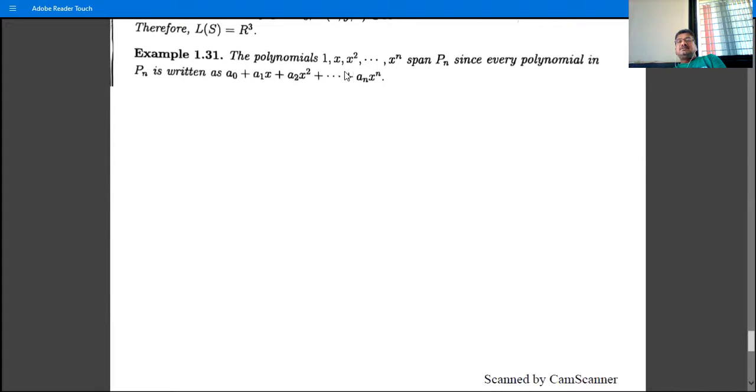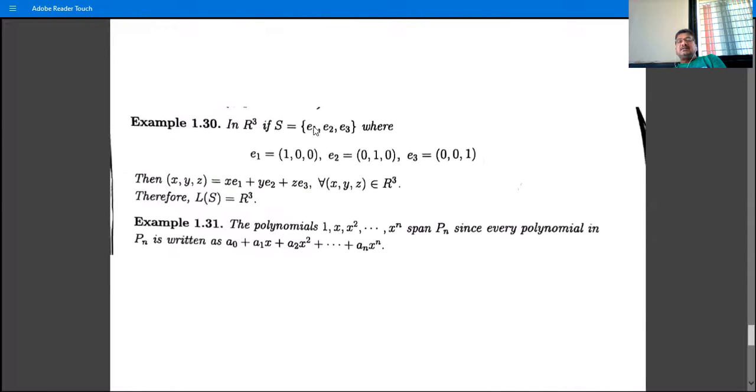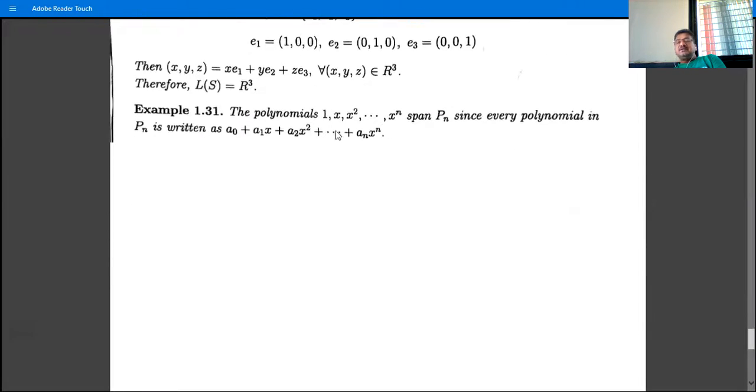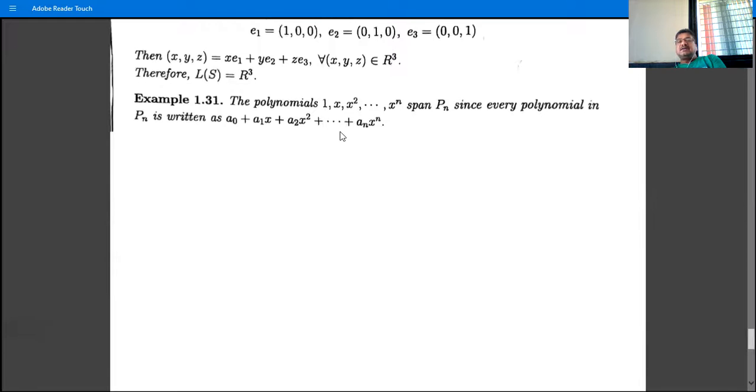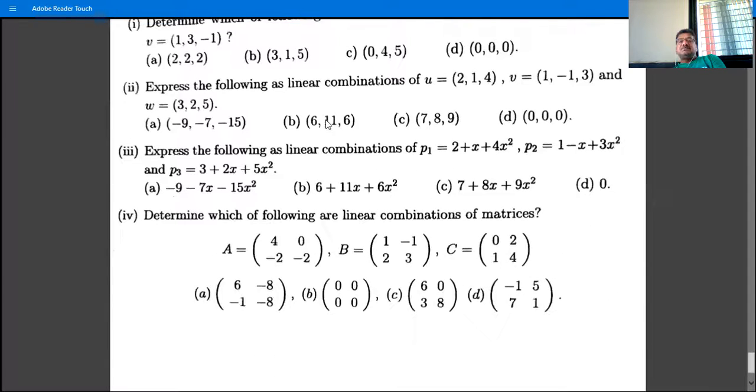So this set 1, x, x squared, up to x raised to n spans the space. If we form the set of all these polynomials 1, x, x squared, up to x raised to n, then these are n plus 1 in number. Like this, there are three vectors in this set, and n plus 1 vectors in general. So it spans. So solve all these exercises.